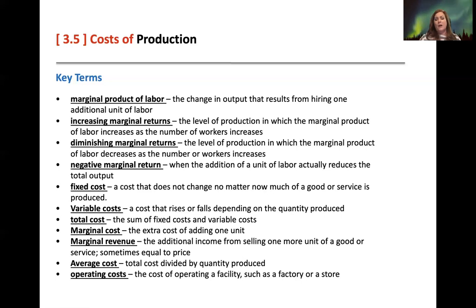And then operating costs. These are going to be costs of operating the facility. It can be mortgage, it can be rent, it can be lights, water, payroll, everything.